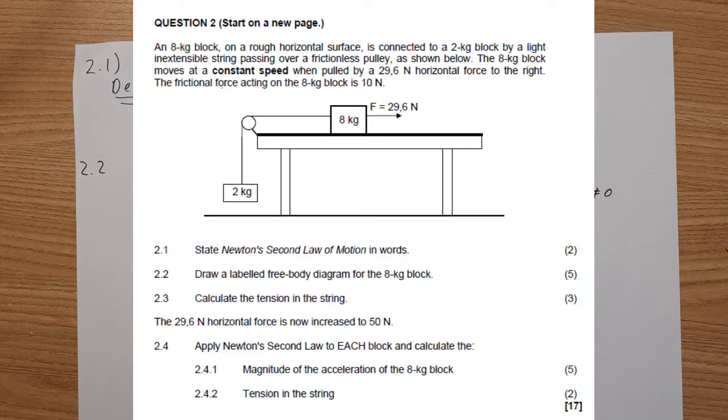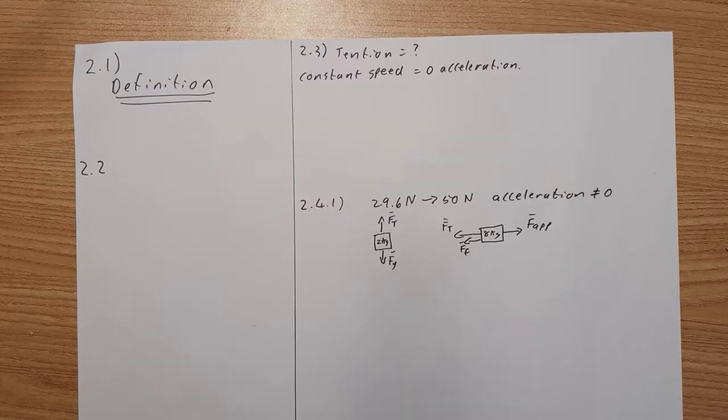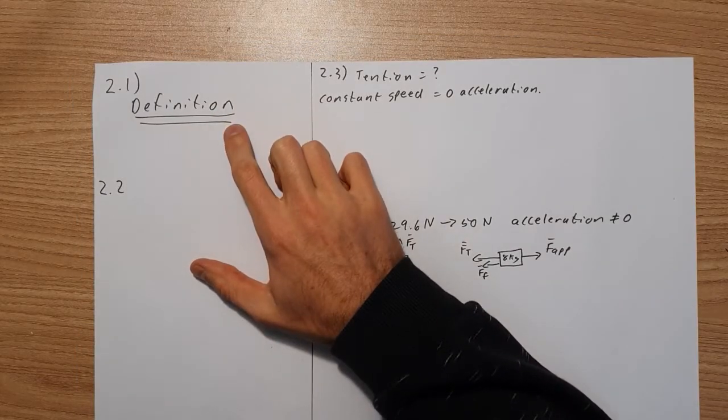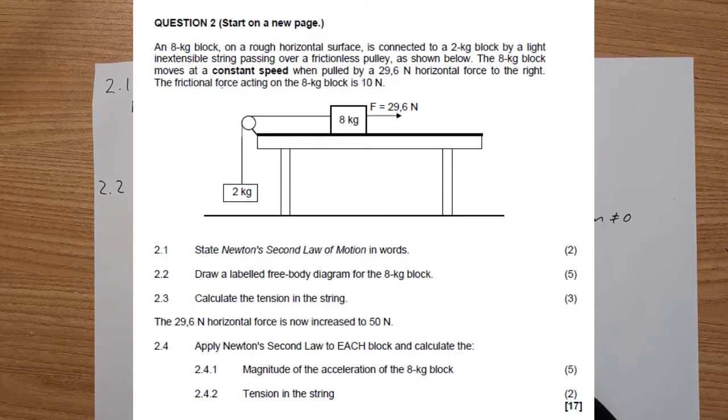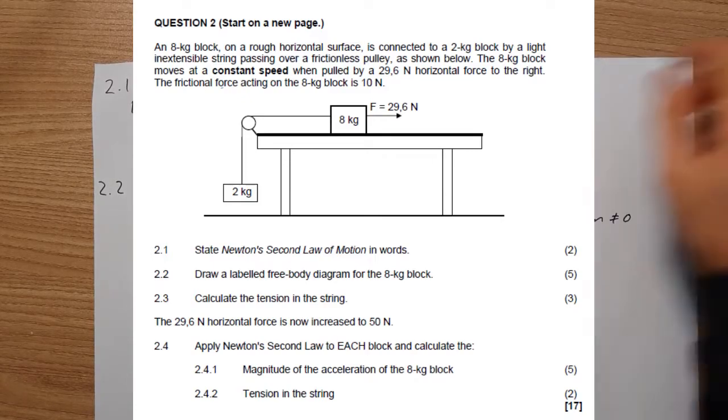When pulled at 29.6 newtons with a horizontal force to the right, the friction force acting on the 8 kilogram block is 10 newtons. Okay, so then it gives us the picture over there. So 2.1 is just a definition. I'm not going to be covering the definition over there. So 2.2 says draw and label a free body diagram of the 8 kilogram block.